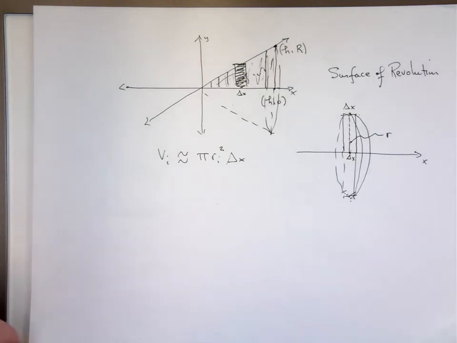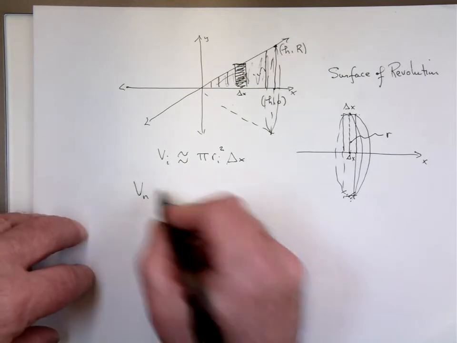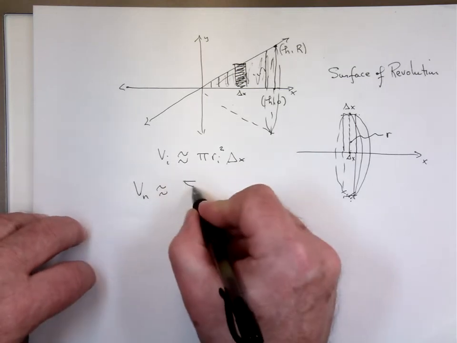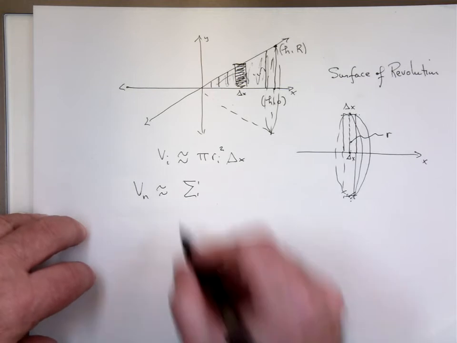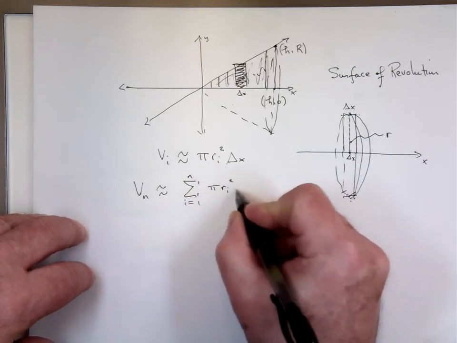Well, the approximate volume of the entire cone, in terms of n rectangles, would be the sum of all these volumes.